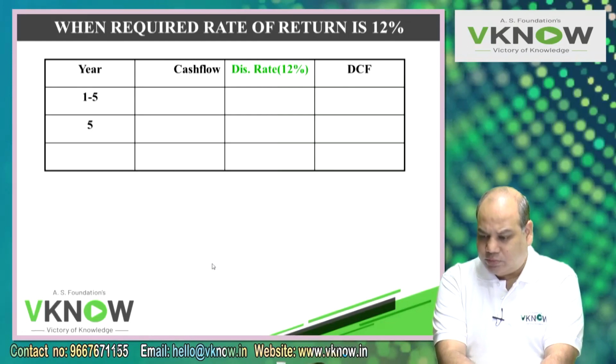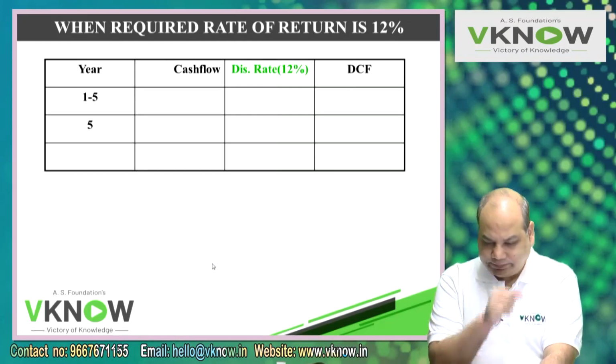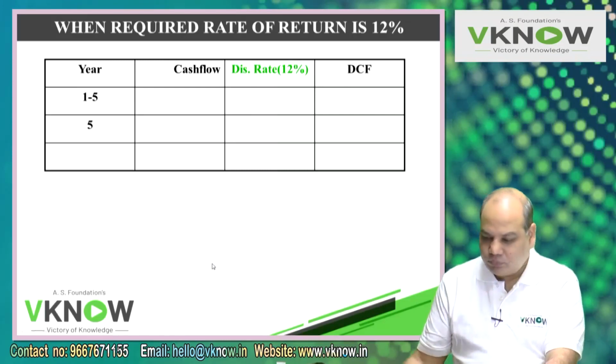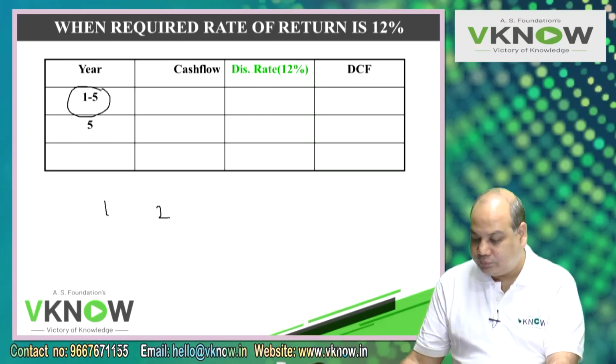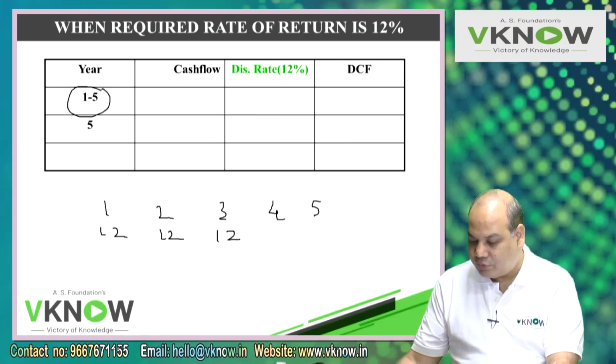So when the required rate of return is 12%. Now in this question we can save time by using the annuity factor, because in year 1, 2, 3, 4, 5, every year the company is going to pay 12 rupees coupon. So don't you think it becomes an annuity, a finite annuity?